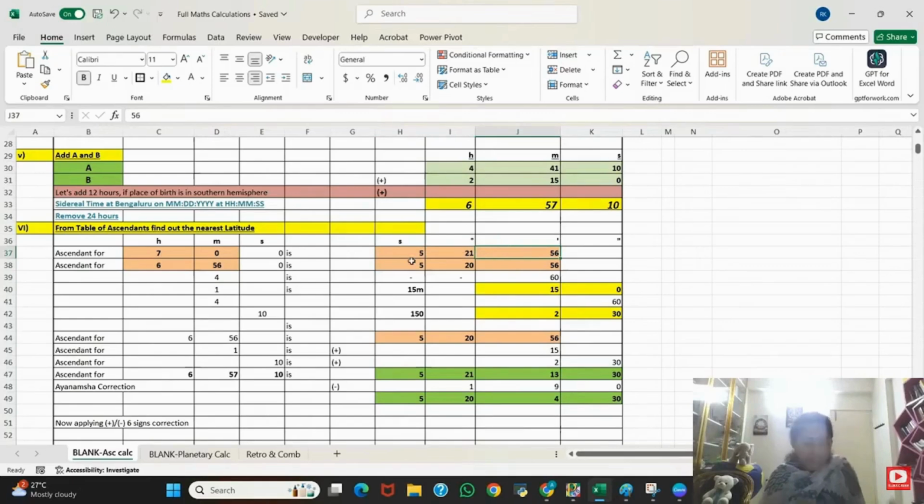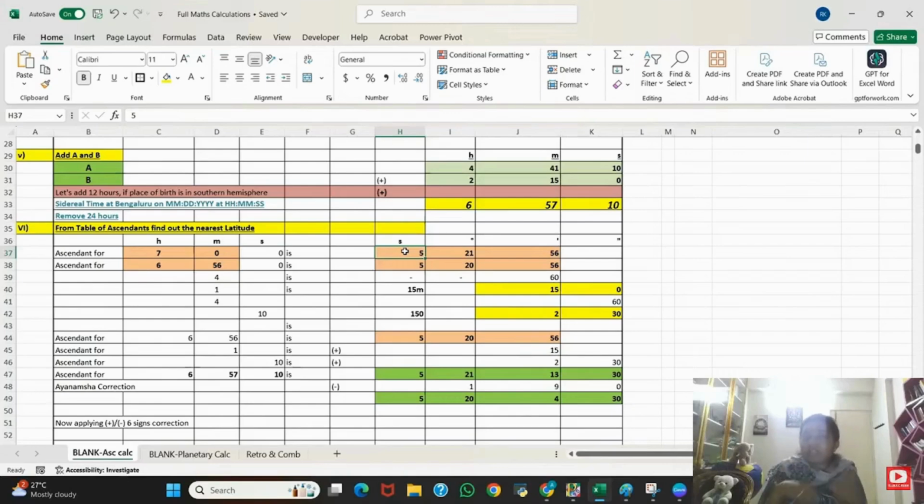So here it is mentioned for 6 hours 56 minutes and 7 hours 0 minutes. For 7 hours 0 minutes it's mentioned as 5 sign 21 degree 56 minutes, and that's what I have noted down here. Similarly for 6 hours 56 minutes it is 5 sign passed 20 degree 56 minutes. That means it has already crossed 5 signs, that is Mesh Rashi, Rishabh Rashi, Mithun Rashi, Karkatak Rashi and Simha Rashi. All these 5 Rashis are passed and now it is in the Kanya Rashi.